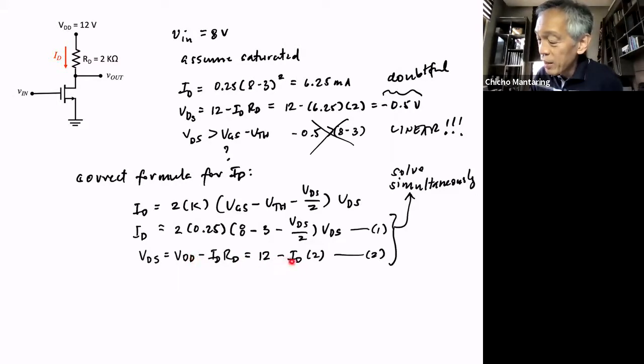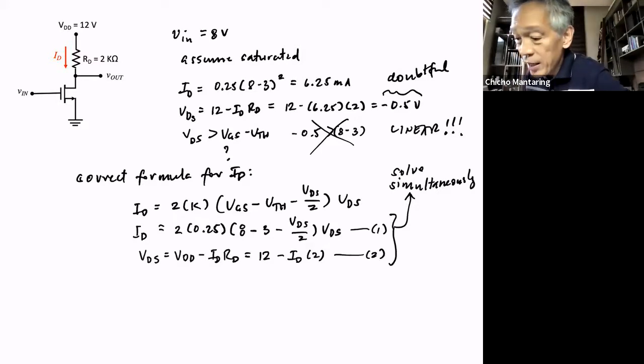How do you say it? For ID in terms of VDS into this equation, or VDS in terms of ID into this equation, I'm going to get a quadratic equation. Fortunately, your calculators can solve that. Just use the solve function of your calculator, or even your quadratic function. Your calculator can solve that. So anyway, what is the solution?